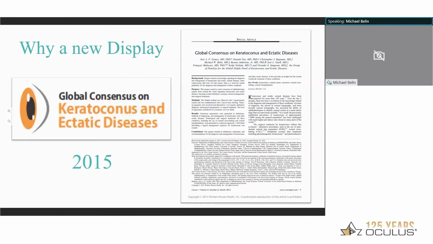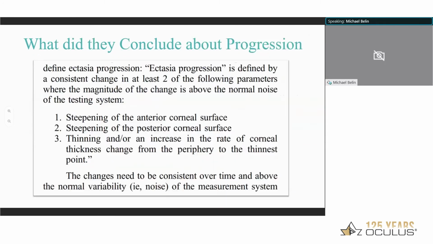So getting back to that global consensus document from 2015, the other thing they concluded was that to define ectasia progression, we need to have a consistent change in at least two of the following parameters, and that the magnitude of a change needs to be above the normal noise of the testing system. In other words, you need to have statistically significant change. And at least two of steepening of the anterior corneal surface, steepening of the posterior corneal surface, or an increase in the thinning or rate of corneal thickness change from the periphery to the thinnest. And again, they further reiterated that those changes need to be consistent and above the normal variability or noise of the measurement system.